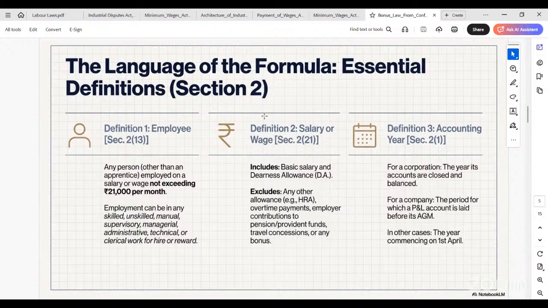And the definition of wages, as per Section 2, Subsection 21 of the Payment of Bonus Act: basic salary and dearness allowance are included here, and other allowances like HRA and OT, employer contribution to pension, provident fund, and travel expenses are not included in the calculation of these wages. And the accounting year runs from April 1st to 31st March every year.